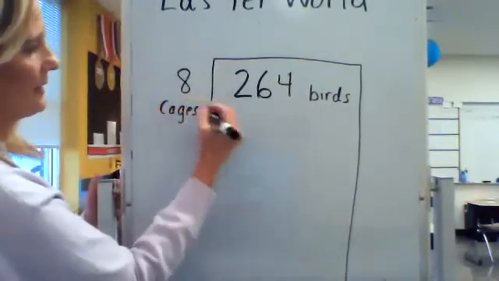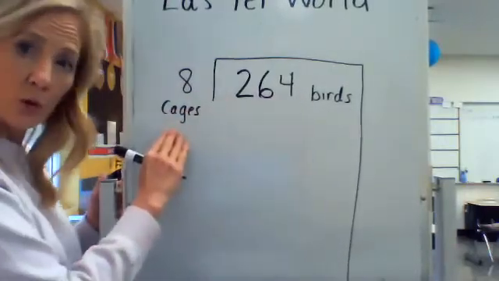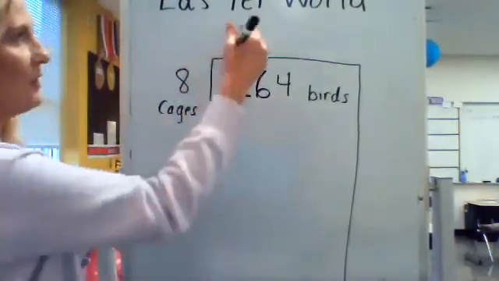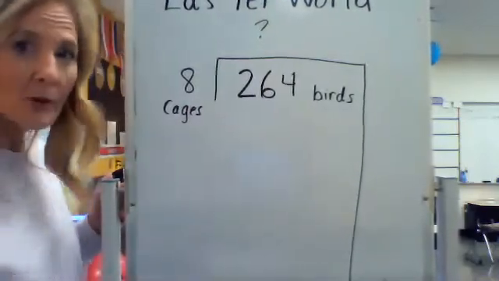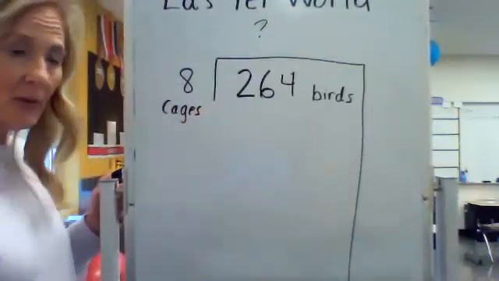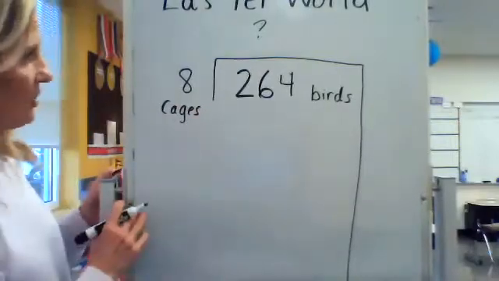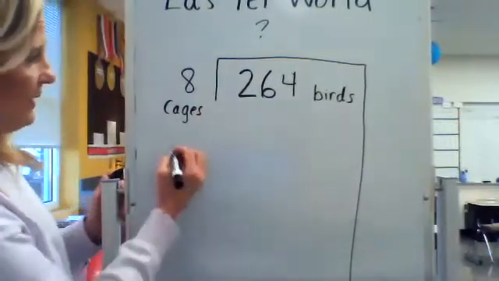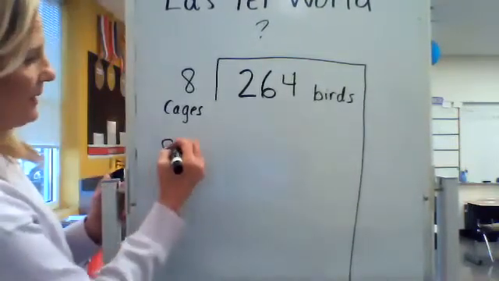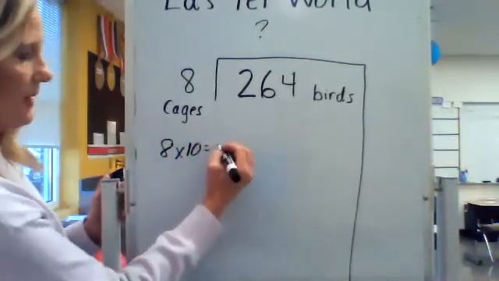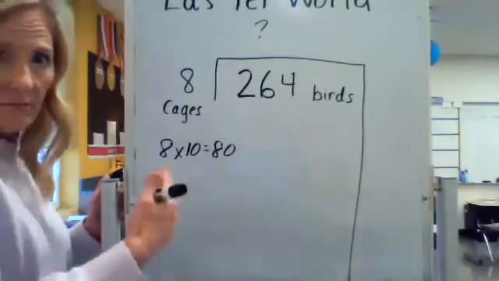So in this case, I have a total amount and I know how many groups I have. What I don't know is how many are in each group. Similar to the last problem. I'm going to start using my multiples of 8. I know every time I have to put groups of 8 in each time, so I'm going to use my multiples of 8. Well, 8 times 1 is only 8, so that's way too few. How about 8 times 10? 8 times 10 is 80. Let's go a little higher.